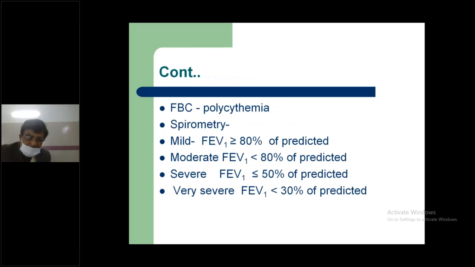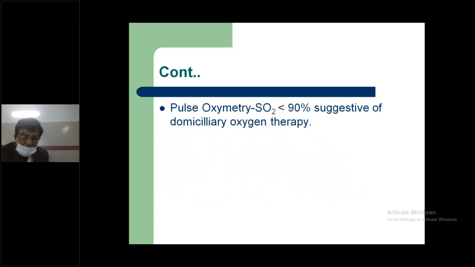In full blood count you will get polycythemia, that is increased RBC and increased hemoglobin level. In spirometry, if FEV1 is more than 80%, then it is mild COPD. In moderate COPD, it is less than 80. In severe, less than 50. And very severe, less than 30 or 25. Mild, more than 80%, moderate less than 80%, severe less than 50%, very severe less than 30%. They are the broad grading of COPD. Pulse oximetry, usually oxygen saturation is reduced.